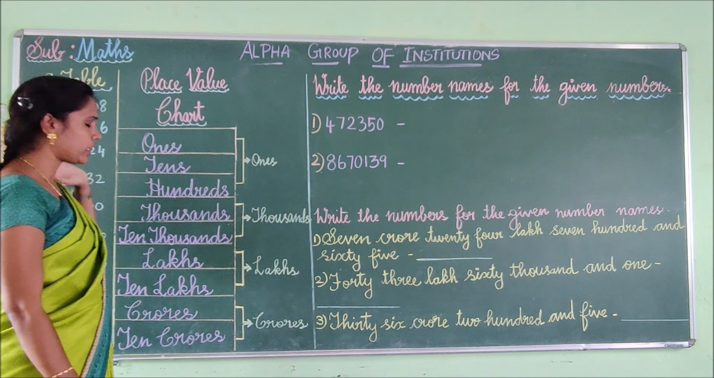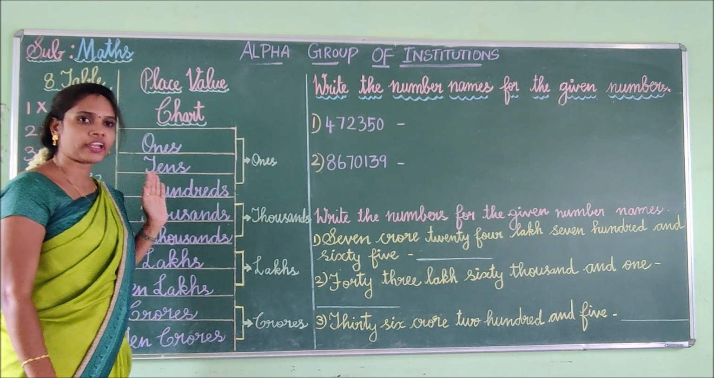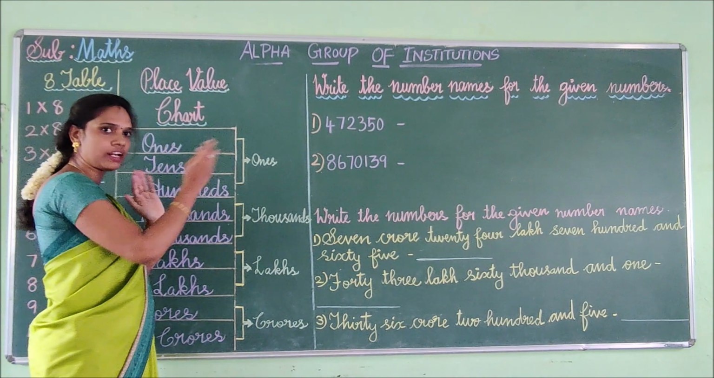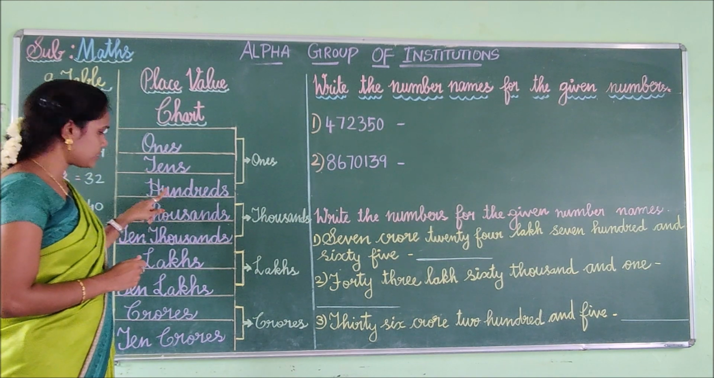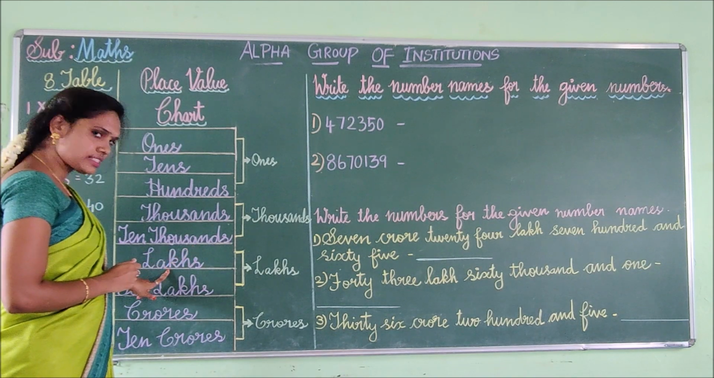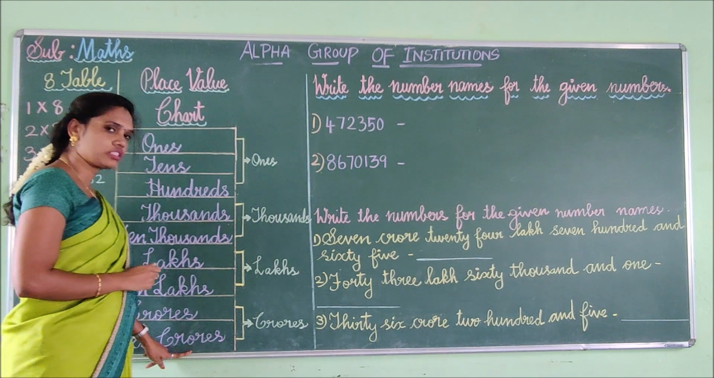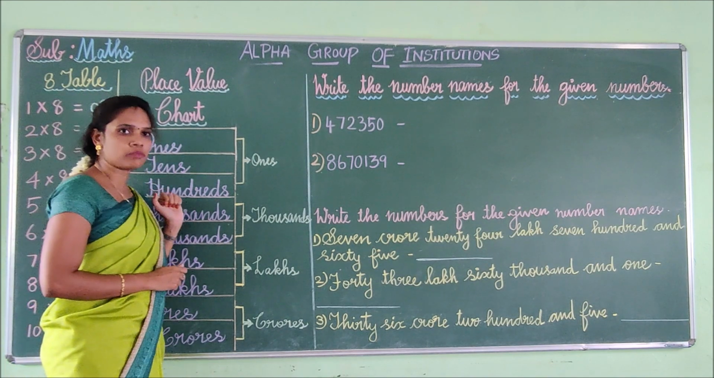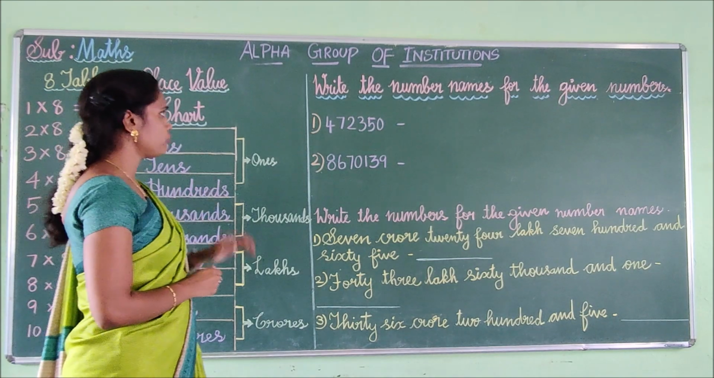So this is very important, children. The place value chart is very important. You always remember it to find the numbers. Understand? So you always start from ones place, from the last. So ones, tens, hundreds, thousands, 10,000s, lakhs, 10 lakhs, crores, 10 crores. You should know the spelling for this also. While writing number names, you must know the spelling. Understand? Yes, fine. Shall we move on to the next one?